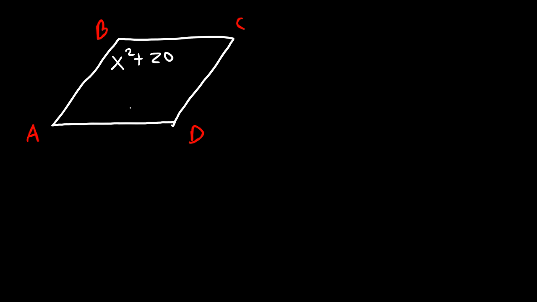Here's another example. So here we have a parallelogram. And let's say once again this is A, B, C, and D. Let's say that angle B is x squared plus 20, and angle D is 7x plus 50. Your task is to calculate the measure of angle A. Go ahead and do this.